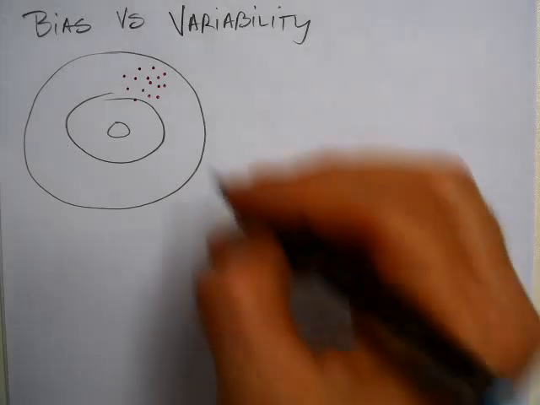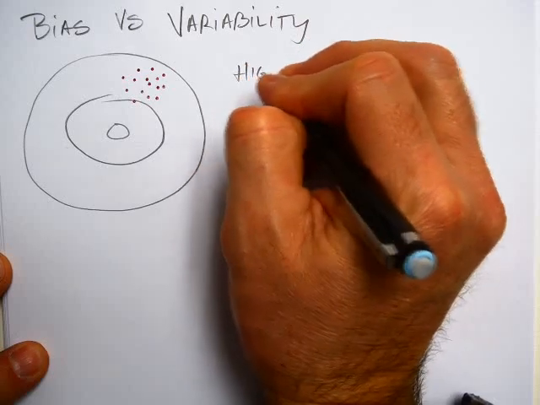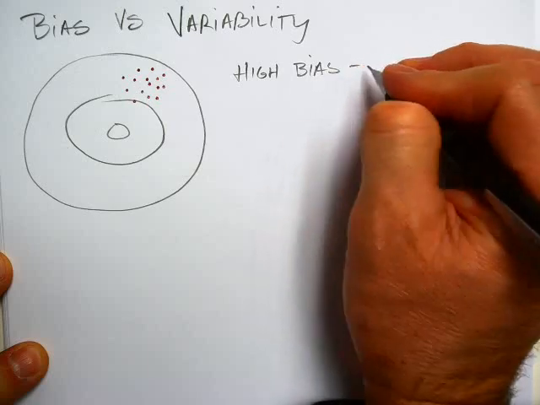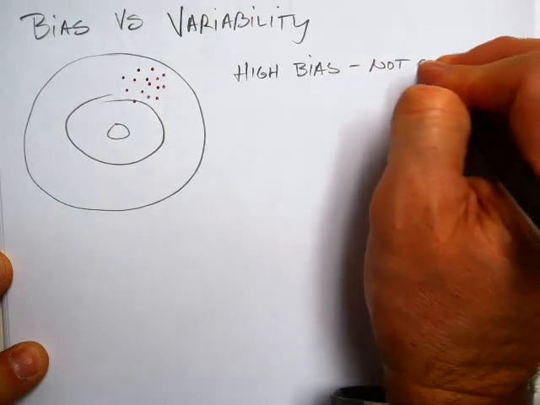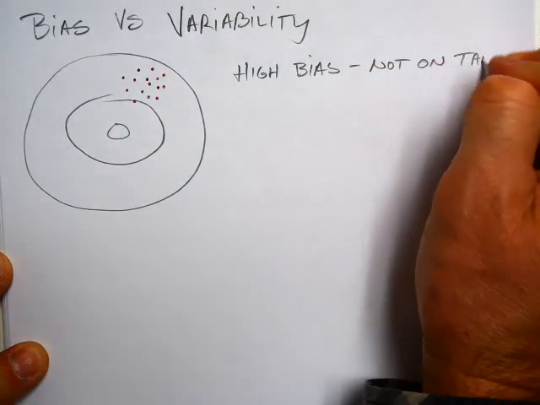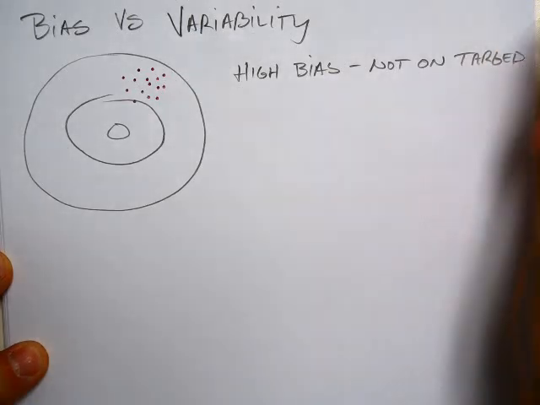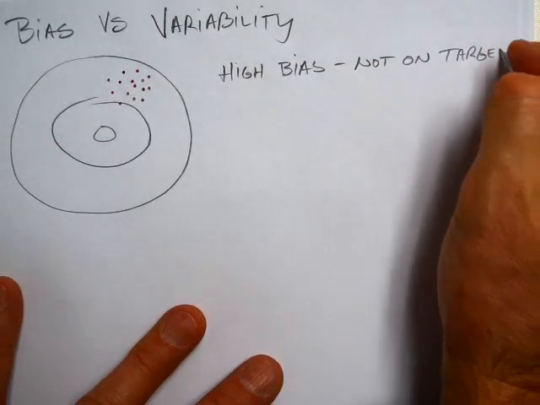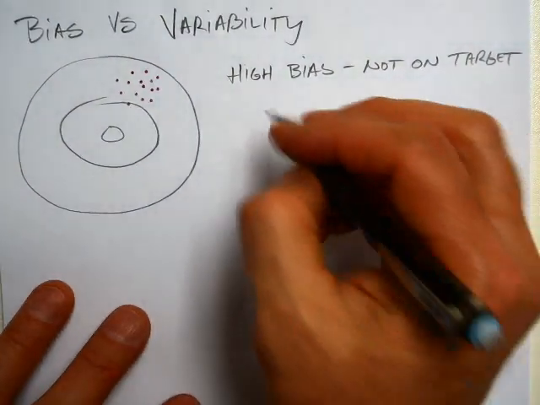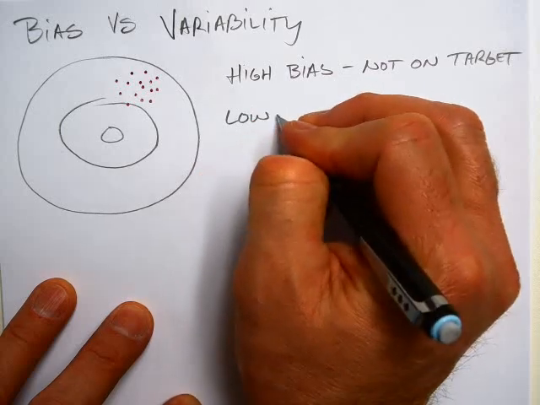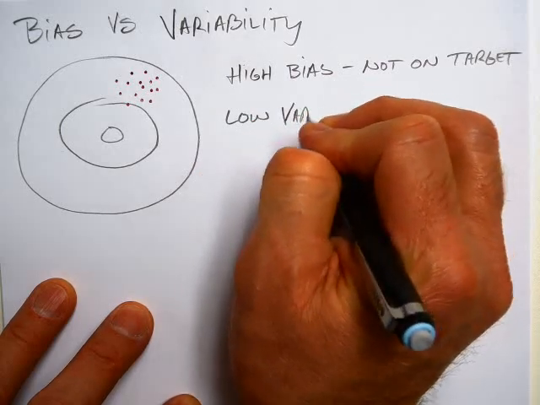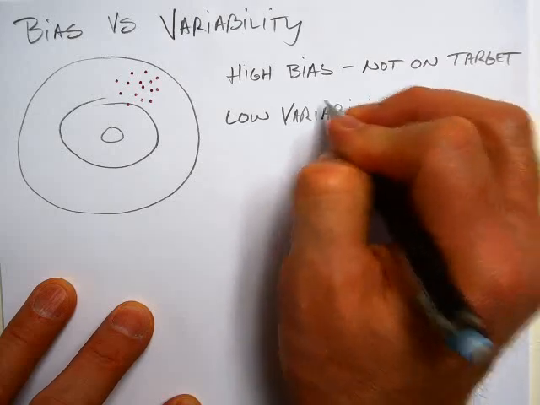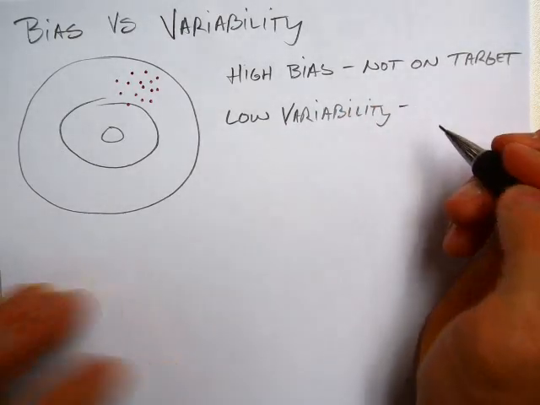This would be an example of high bias, not on target. But low variability. It's got a good grouping.